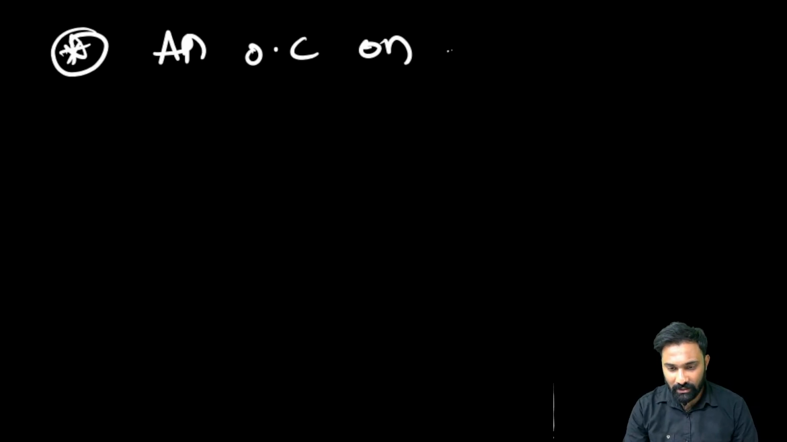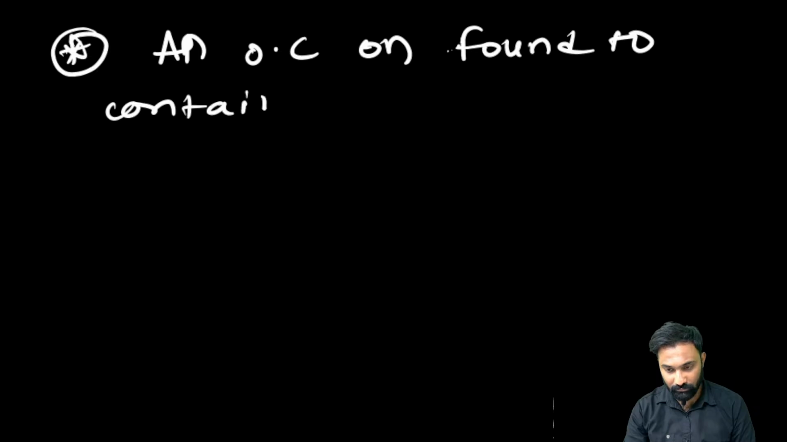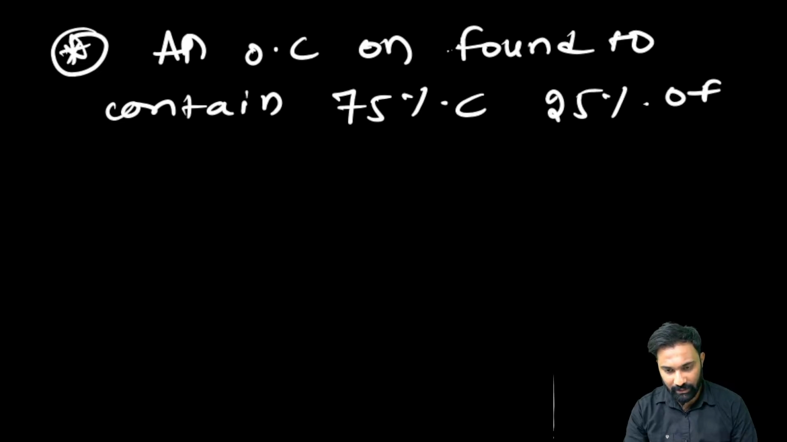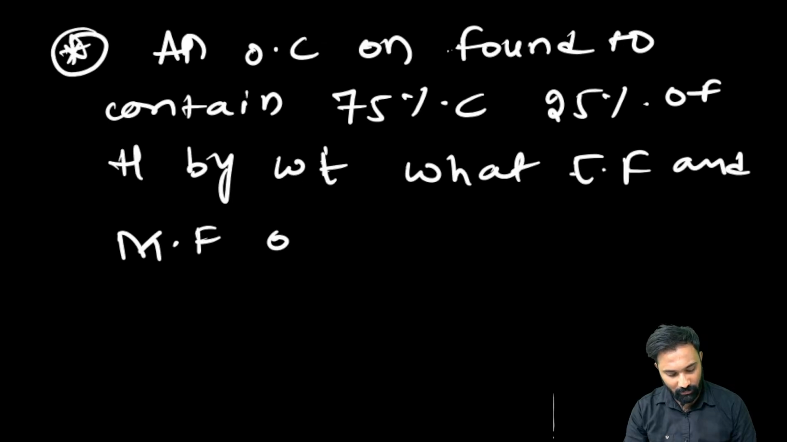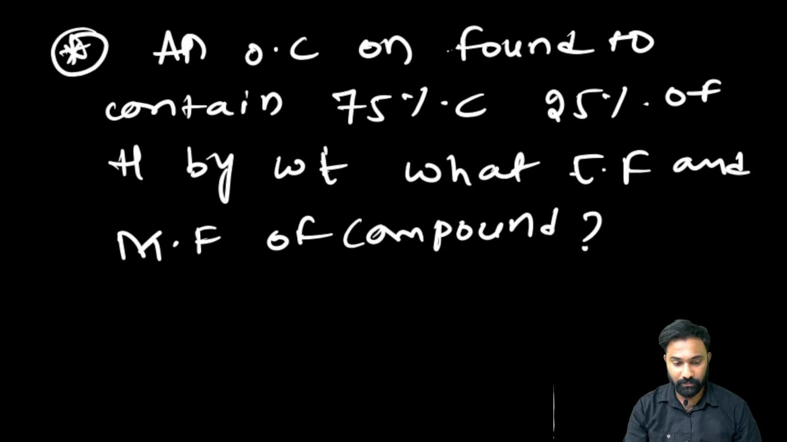An organic compound is found to contain 75% of carbon and 25% of hydrogen by weight. What is the empirical formula and molecular formula of the compound? My dear friends who are in the live, can anyone say me?